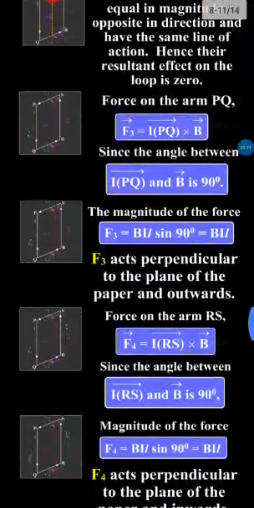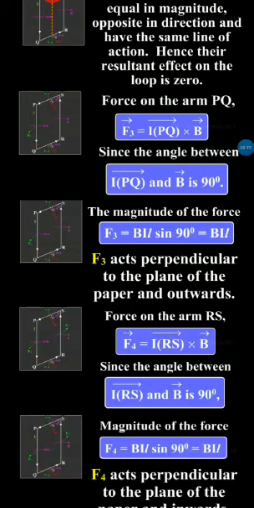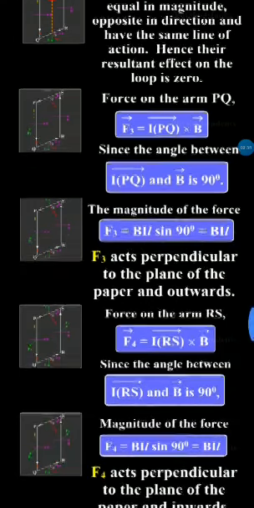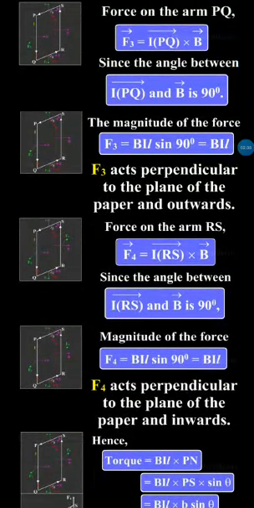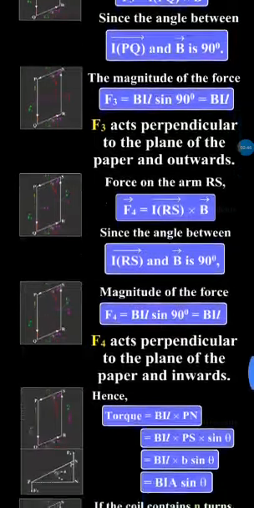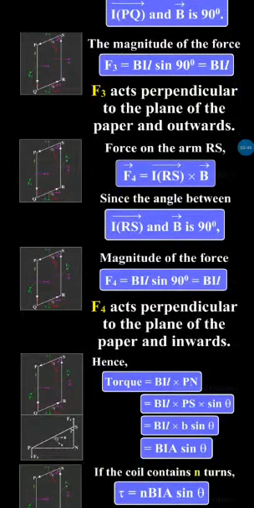Now force on the arm RS, that is F4 equal to vector I RS cross B. Now again the angle between the vector I RS and B is 90. Therefore, the magnitude of the force F4 is equal to BIL sine 90 equal to BIL. F4 force acts perpendicular to the plane of the paper and in inward direction.